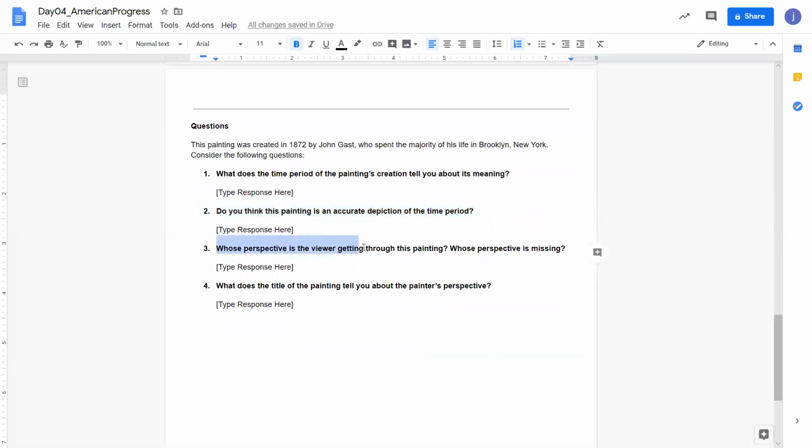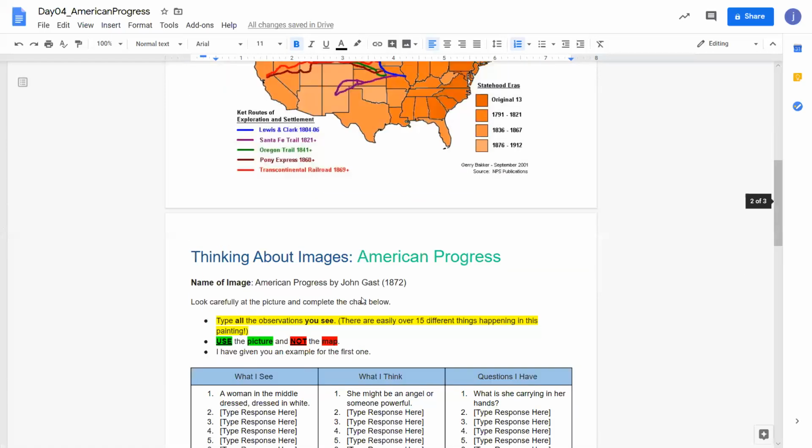Whose perspective is the viewer getting through this painting? Whose perspective is missing? Okay, so this one's asking about perspective or point of view. Whose point of view is the painting created through? So I'll give you some hints. This one's a hard question. Let's go back to the top.